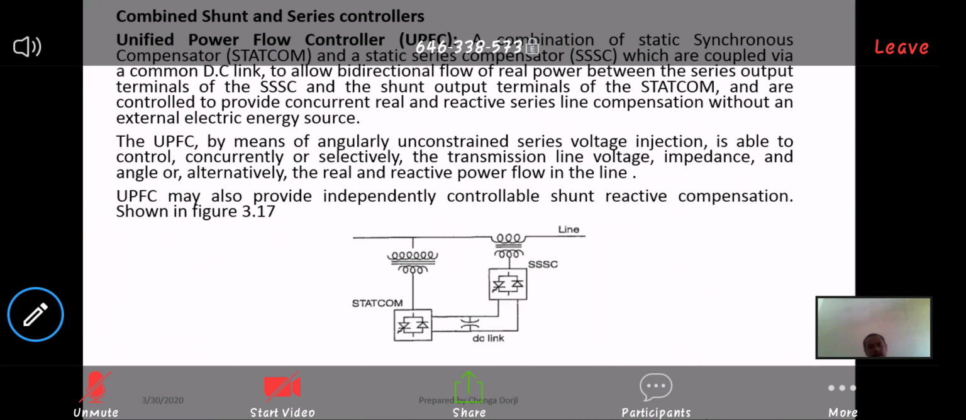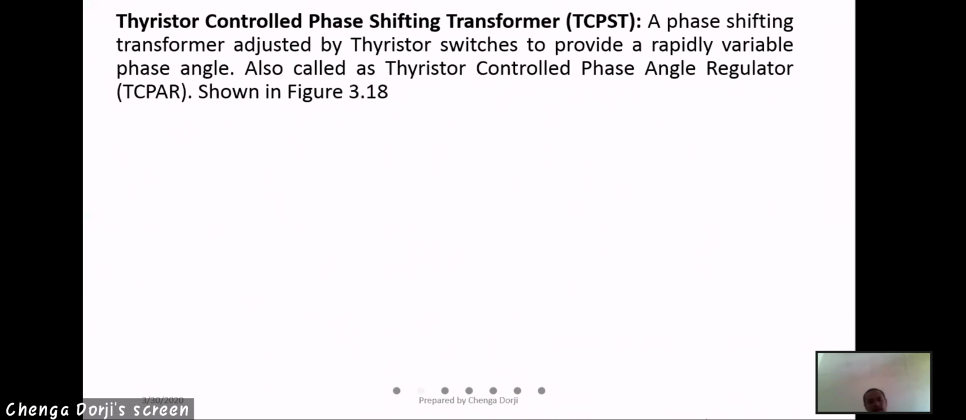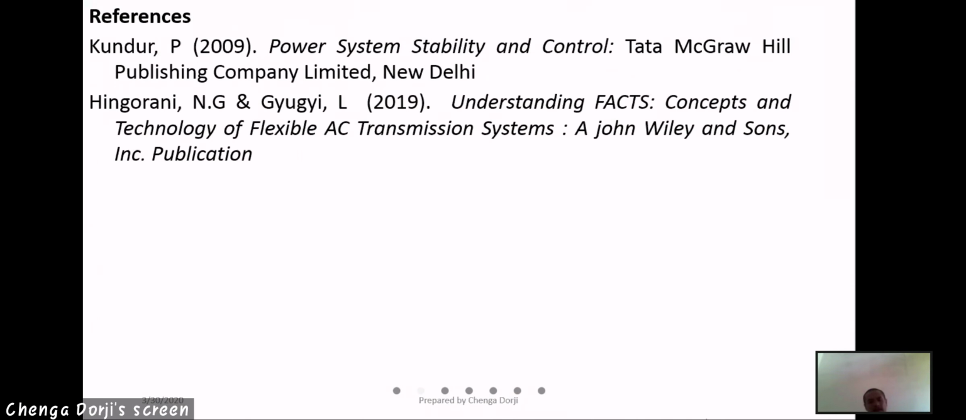So you can just refer to these books wherever possible. Any doubt, anything you have?